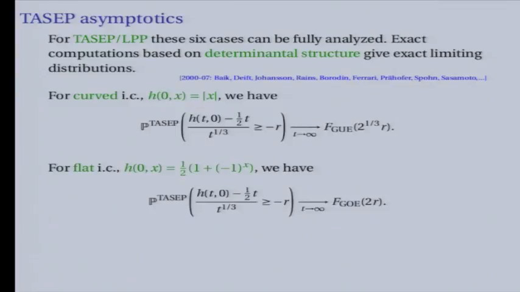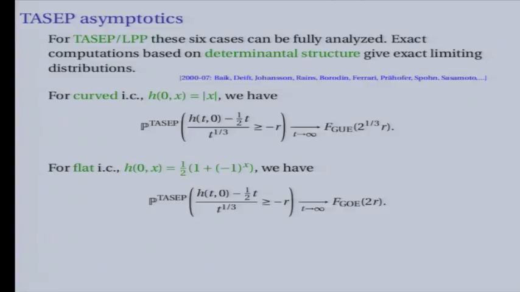So an important example is what happens with the one-point distributions. This is in the curved case, or the step case. If one looks at the height function at 0, subtracts its mean at time t, which is a half t, so the law of large numbers here is a half t, and I divide by t to the 1/3, then this rescaled quantity converges to the Tracy-Widom GUE distribution. The important thing here is that the fluctuations are of order t to the 1/3.